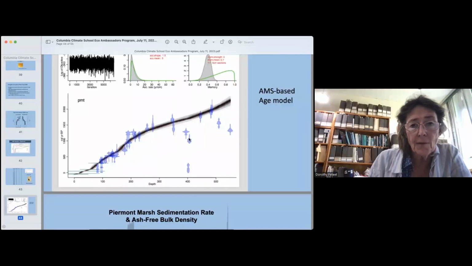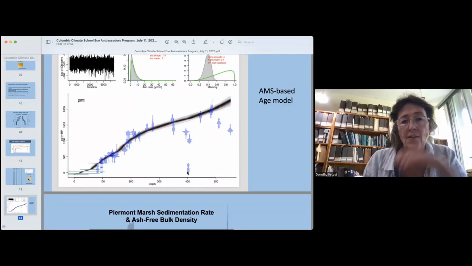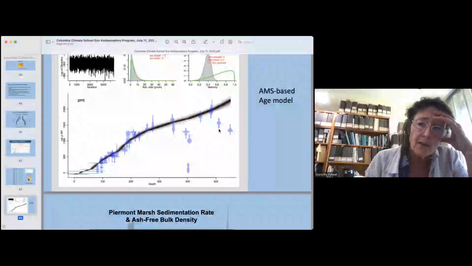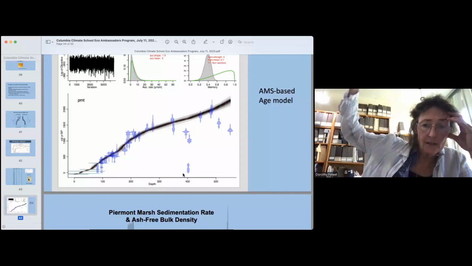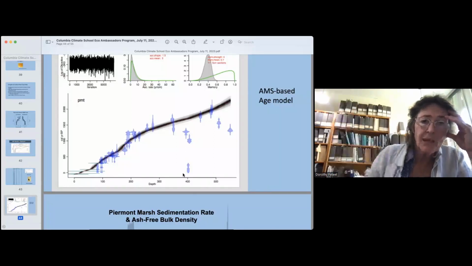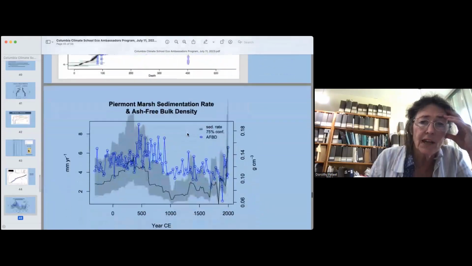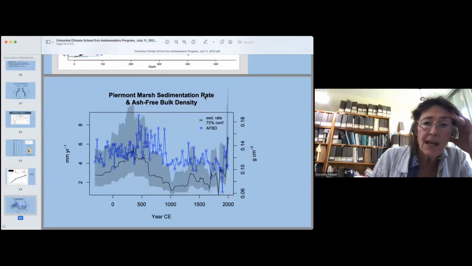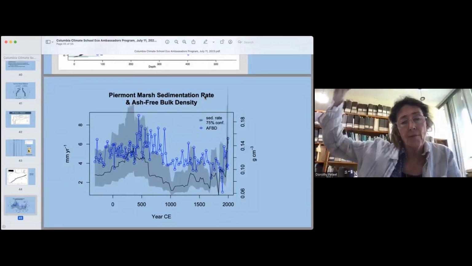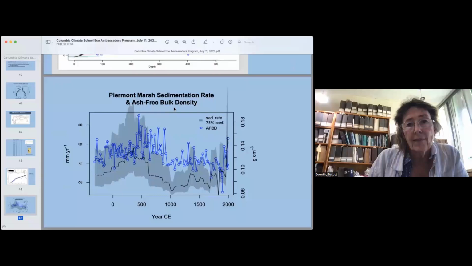But you see, sometimes we got younger ages, and that's because it's right at the core break. When we bring the core up, sometimes things get sucked on there. And so we threw those out basically because we get a younger age. But now we get the sedimentation rate over time from the age, and we get the bulk density after we burned it.